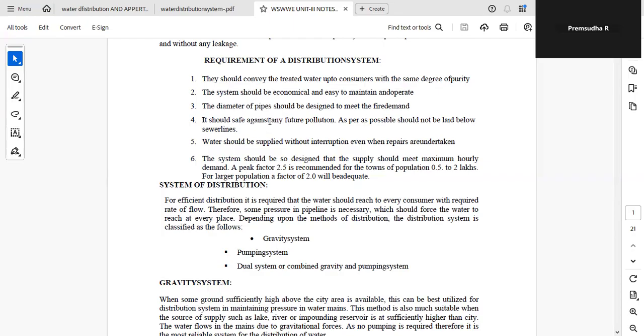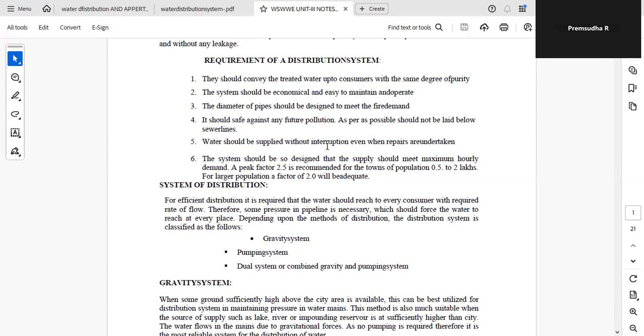The diameter of the pipe should be designed to meet the fire demand. It should be safe against any future pollution. As far as possible, pipes should not be laid below the sewer line, to avoid contamination. If you see in the roadways, both the drainage pipeline and the water pipeline are laid together, so you should take care in laying the pipeline so that it is not polluted. In case any leakage occurs, what will happen? There will be contamination.